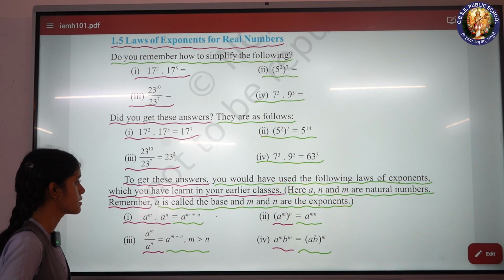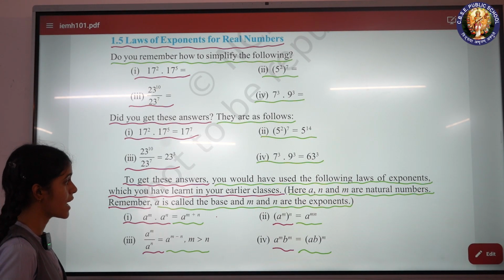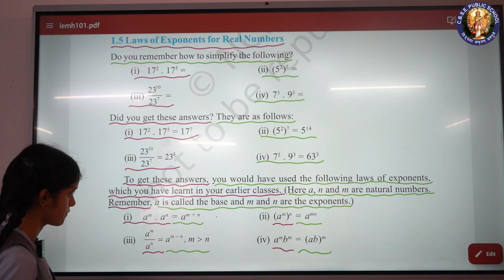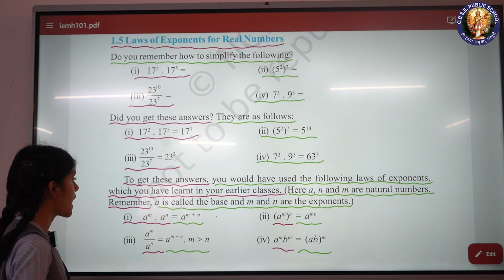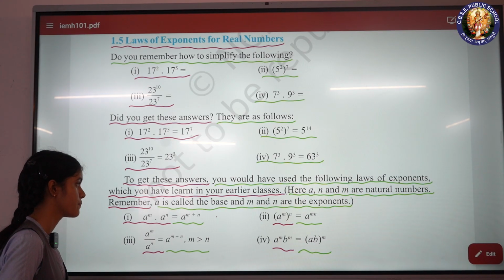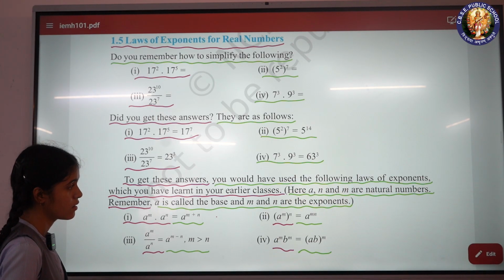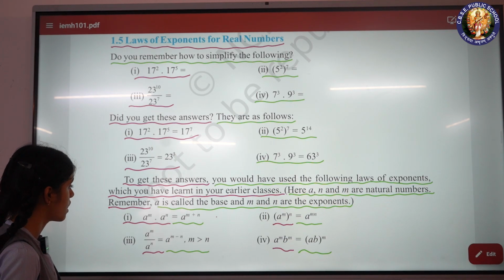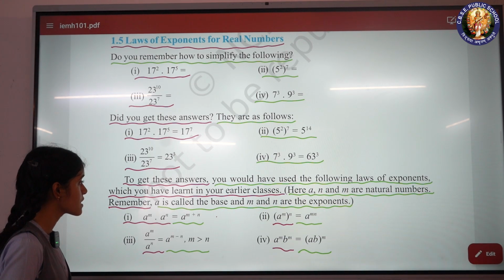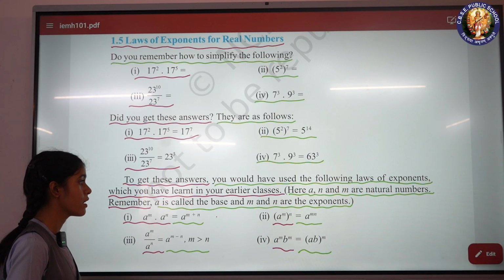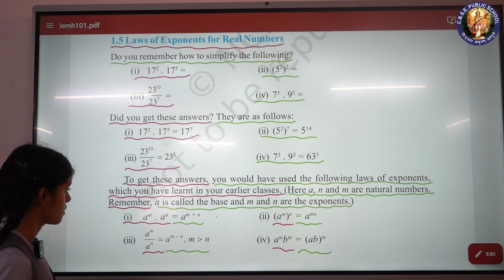To get these answers, you would have used the following laws of exponents, which you have learned in your earlier classes. Here m and n are natural numbers. Remember, a is called the base, and m and n are called the exponents.